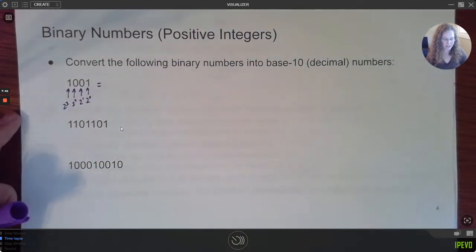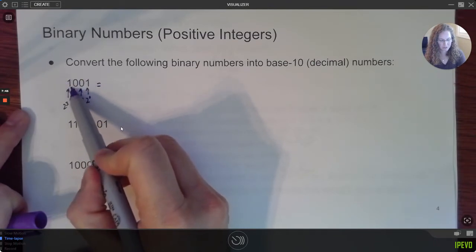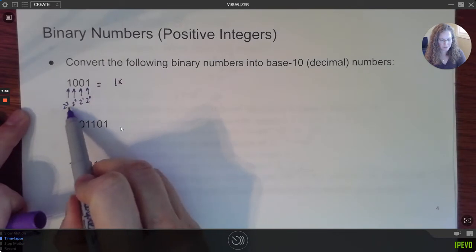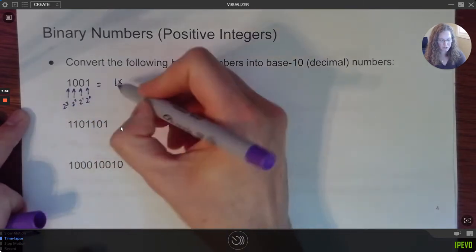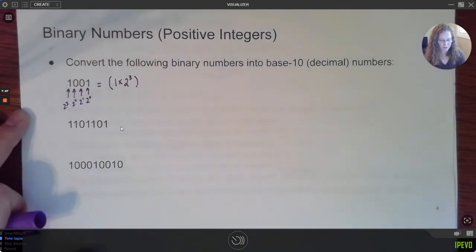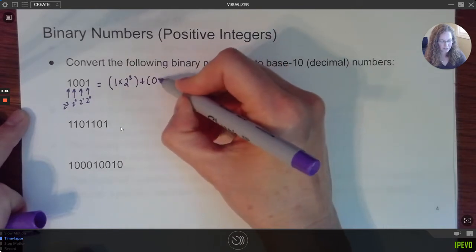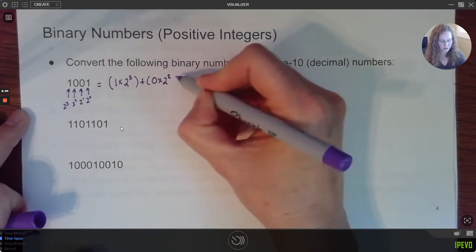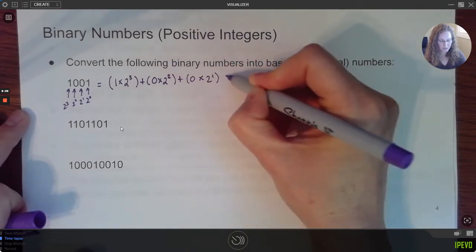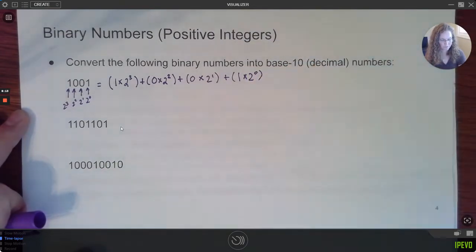So if we want to look at the value of this number, it would be the symbol here, 1, times its weight or place value, its position. So it has a weight of 2 to the 3rd. Then we would add on the next symbol, 0, with a weight of 2 squared. The next symbol is a 0, with a weight of 2 to the 1st. And the last symbol is 1, with a weight of 2 to the 0.